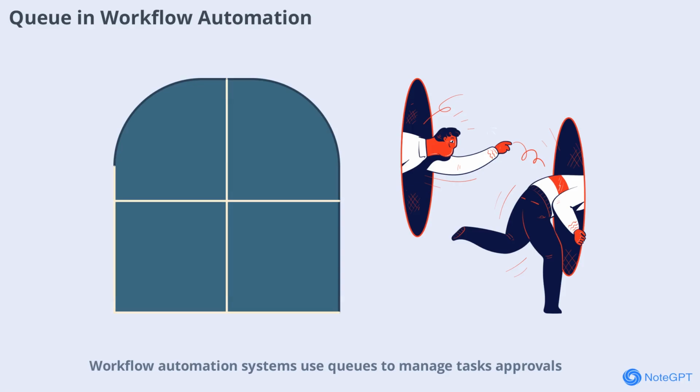Workflow automation systems use queues to manage tasks, approvals, and notifications. By processing each step in order, these systems help organizations streamline operations, reduce manual effort, and improve productivity.